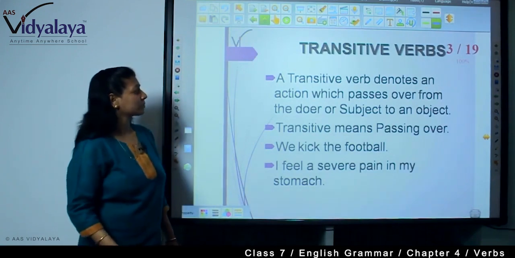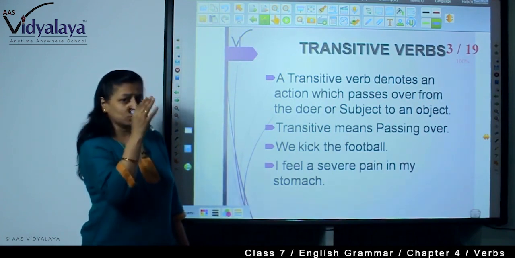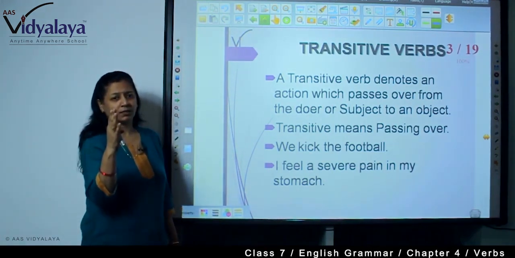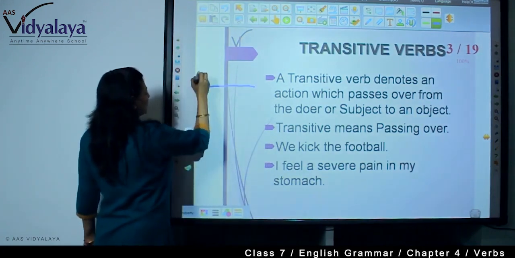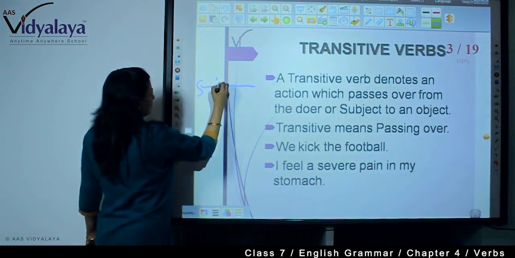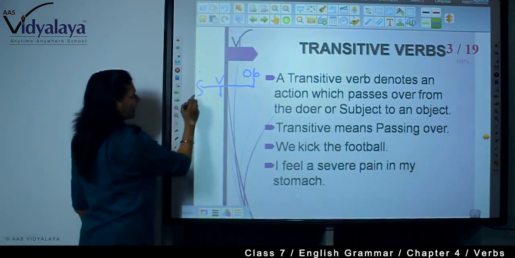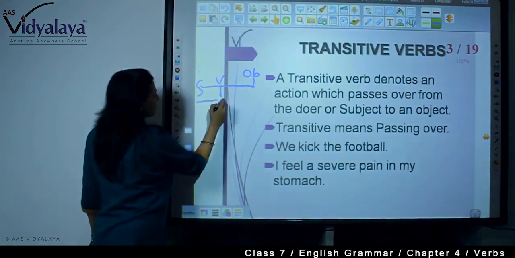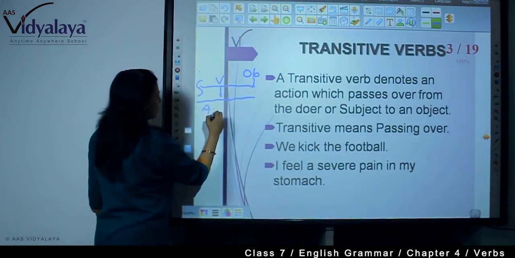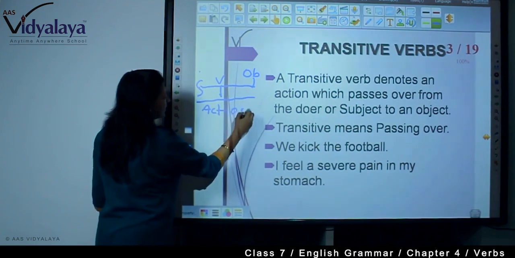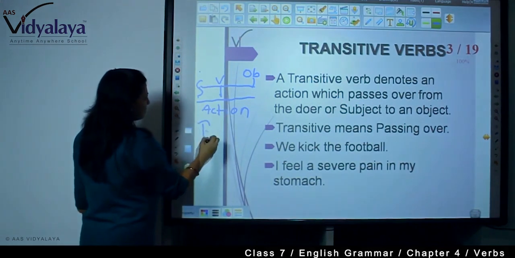Now, what are the transitive verbs? A transitive verb denotes an action which passes over from the doer or subject to an object. You know, in a sentence, this is the structure of a sentence. There is a subject, a verb, and then there is an object, right? So, if an action is passing from subject to an object, that means it's a transitive verb.